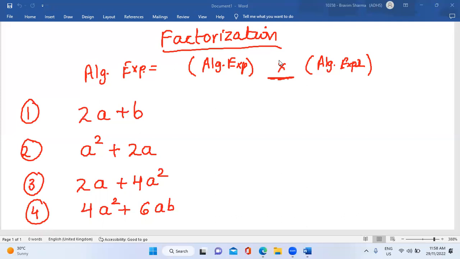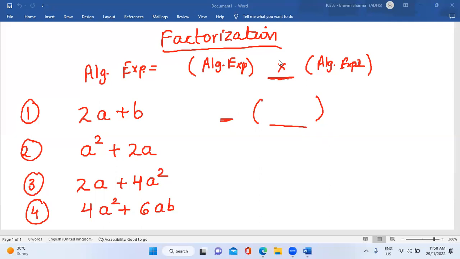This is the very first type of questions in factorization. These are the questions where after factorization you get a single bracket. You would be getting some number or letter and then multiplied by an expression over here. So this is the beginning point.